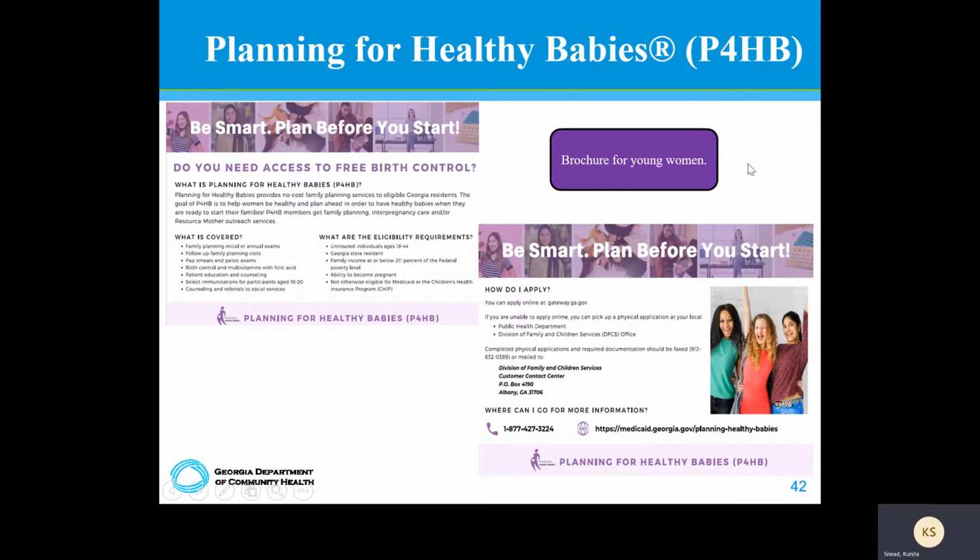The next one is for just young women. It's really the same information, letting them know what Planning for Healthy Babies is, what's covered, how they can be eligible, and how they can apply. An individual can apply just for Planning for Healthy Babies with you all. If they want to apply, you would just give them that 94A form and have them fill it out. Then you can send it back to this address right here, or you can fax it. There's a fax number on here. You can fax, email or mail it back to this address, or you can let them know they can send it back to that particular office.